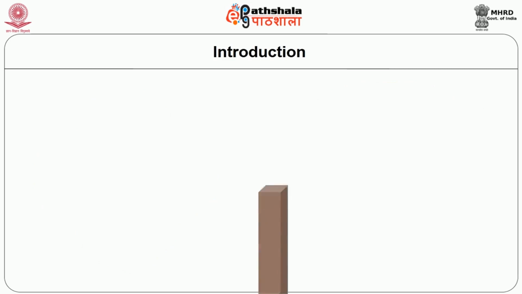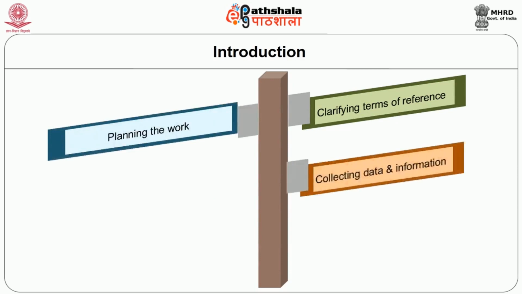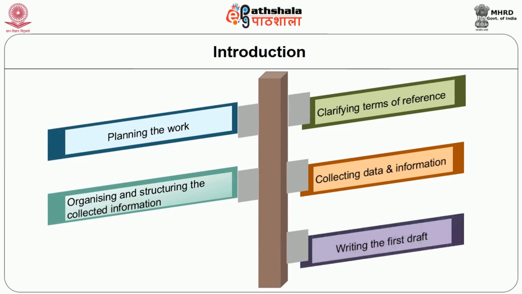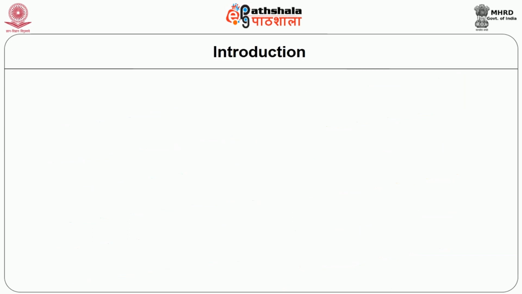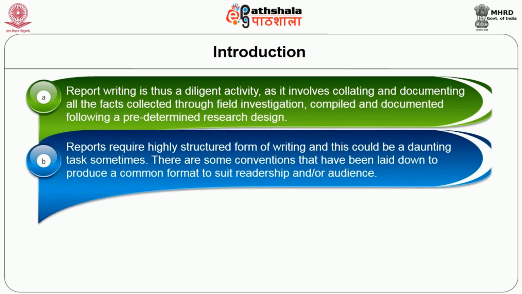Writing a report involves the following stages: clarifying terms of reference, planning the work, collecting data and information, organizing and structuring the collected information, writing the first draft, and final proof checking and redrafting of the report. Report writing thus is a diligent activity, as it involves collating and documenting all the facts collected through field investigation, compiled and documented following a predetermined research design. Reports require a highly structured form of writing, and this could be a daunting task sometimes.